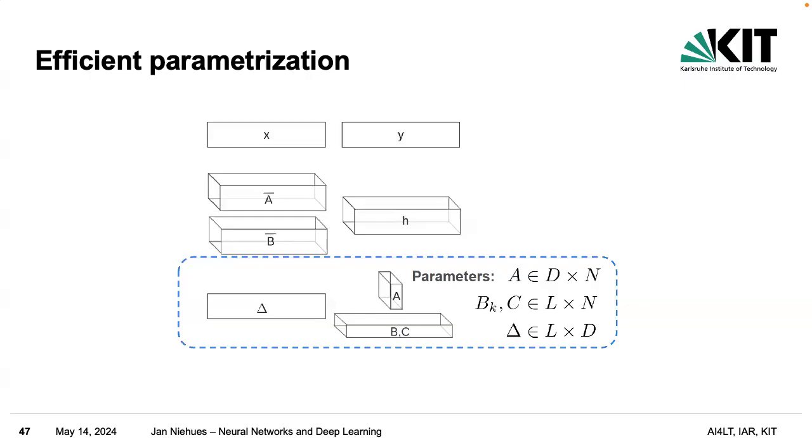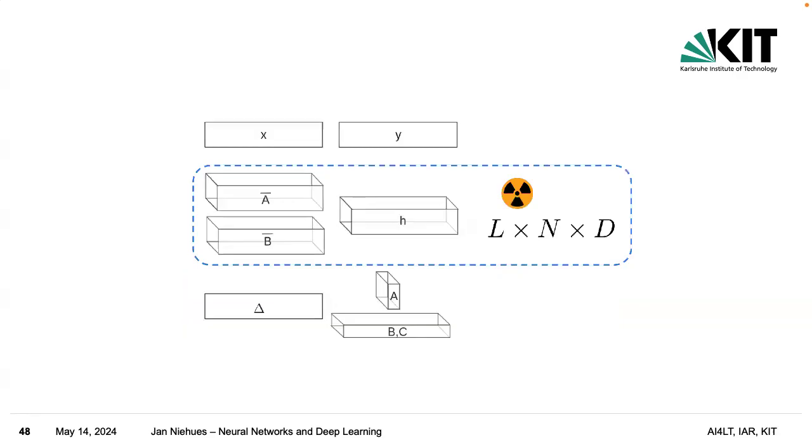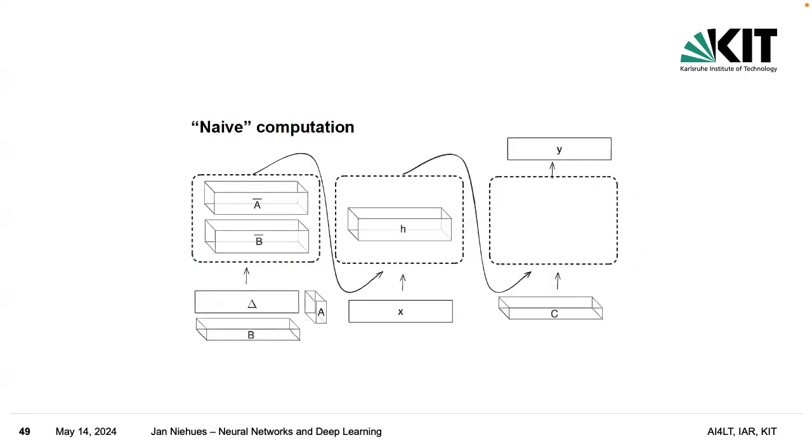This is the efficient part. The challenge is that calculating our A_ks, B_ks, and H might not be super efficient because these are quite large. And if we calculate these large matrices, this might be a challenge because we might not be able to store them. So a naive approach would be: you take your deltas, B's, and A's, calculate A dash and B dash from that. Based on that, you get the input, calculate your H, and then you calculate your Y with the C.